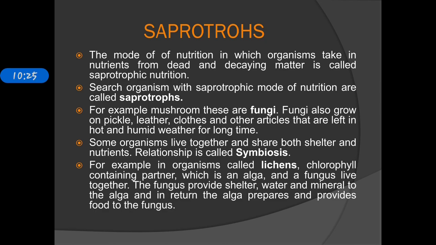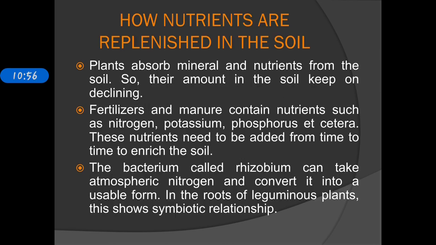Some organisms live together and share both shelter and nutrients. Such a relationship is called symbiosis. For example, in lichens, a chlorophyll-containing partner, which is an alga, and a fungus live together. The fungus provides shelter, water, and minerals to the alga, and in return, the alga prepares and provides food to the fungus. Now, how are these nutrients replenished in the soil?